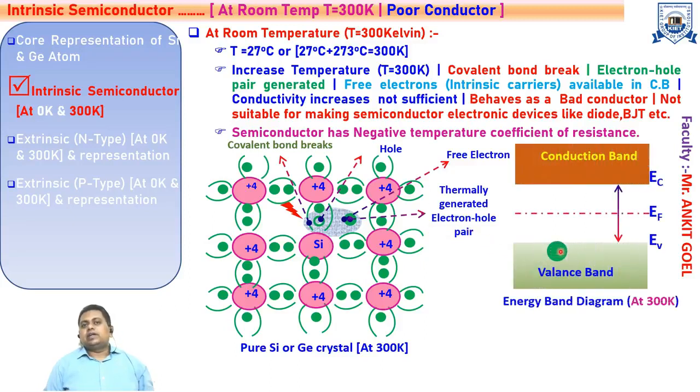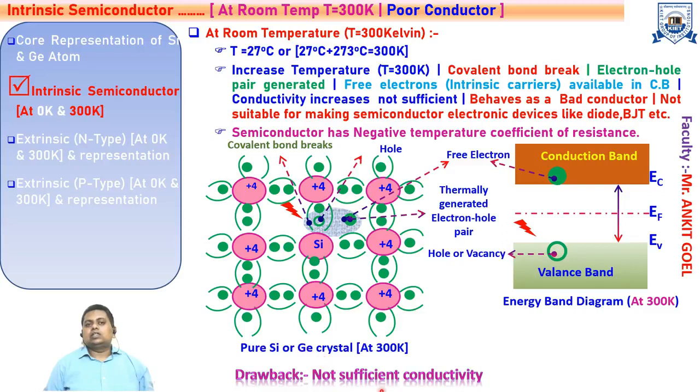If we make the energy band diagram at room temperature, for a few electrons available in the valence band, if we provide external energy in terms of heat, or if we increase the temperature, a few covalent bonds will break and these electrons will reach the conduction band, leaving behind a hole, a vacancy, in the valence band. But the drawback of this intrinsic semiconductor is that the conductivity is not sufficiently increased. Why is it not increased? Because the number of electron-hole pairs generated is very small. So we have not achieved a sufficient amount of conductivity.